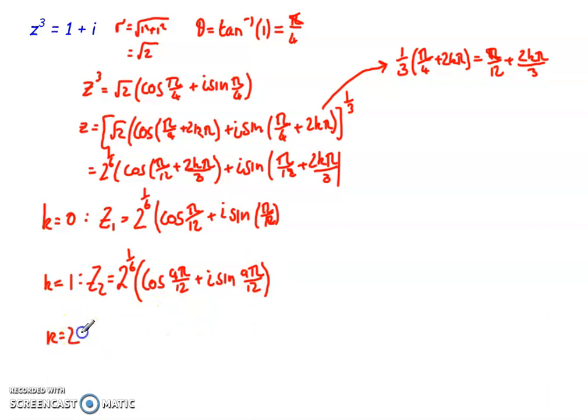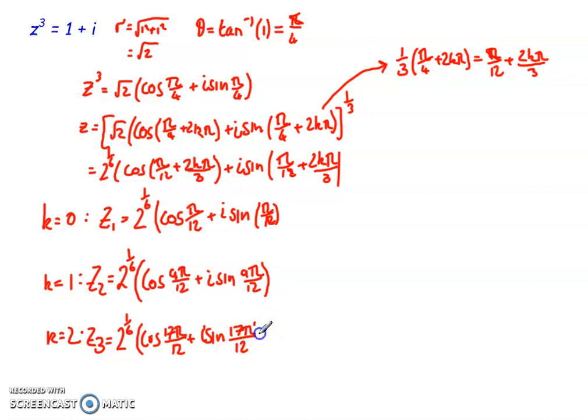Third solution is going to be given by k is equal to 2. So z3 is going to equal 2 to the power of a sixth times cos, and again, sort what's in the bracket using this format here. So it's going to be pi over 12 plus 4 pi by 3. That's then going to simplify and give me 17 pi over 12 plus i times sine of 17 pi by 12.